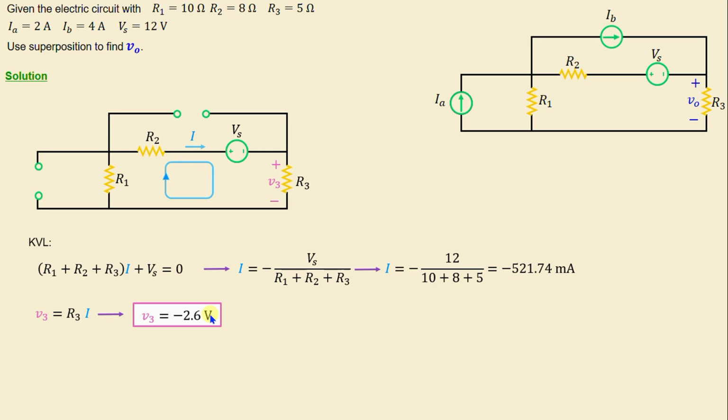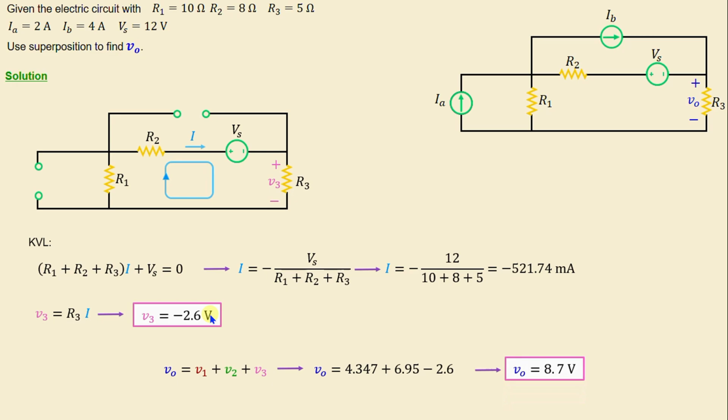After completing the analysis for each independent source, while treating the others as turned off, the subsequent step is to combine the results algebraically. This process enables us to determine the overall circuit response. That means VO across the resistor R3 is equal to V1 plus V2 plus V3. And if we replace V1, V2, and V3 with their numerical values, we obtain VO is equal to 8.7 volt.